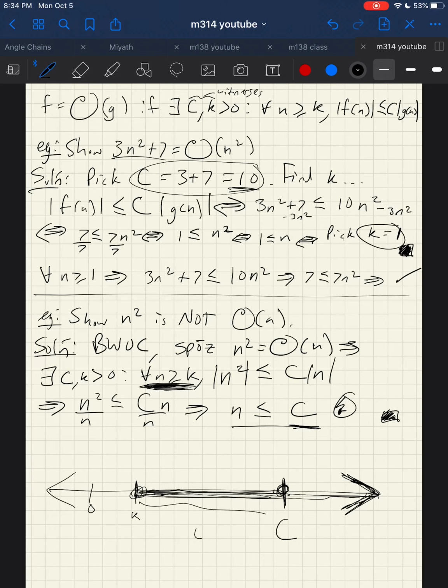Okay, for sure there are values of n in here where everything's really great. But as soon as I get to, say, c plus 1, c plus 1 here is not less than or equal to c, but it is bigger than k. What I'm saying is that every number bigger than k has to be less than c. That's clearly false. C plus 1 is not less than or equal to c, and it is bigger than k.